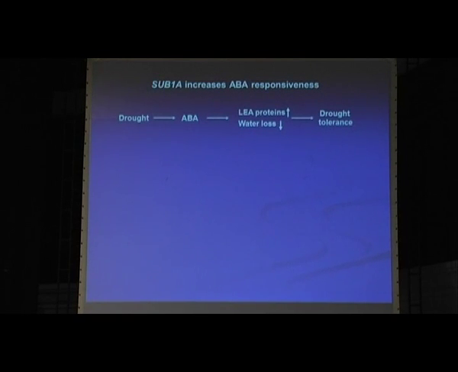ABA is a very important hormone which regulates many types of defense response, acclimation response to dehydration. Drought increased ABA level, and accumulated ABA promotes LEA protein accumulation. And ABA also regulates water loss by regulation of stomata closure. As a result, ABA confers drought tolerance.